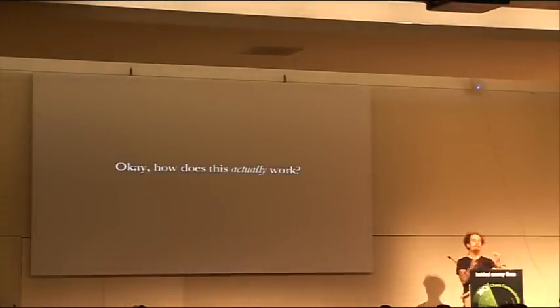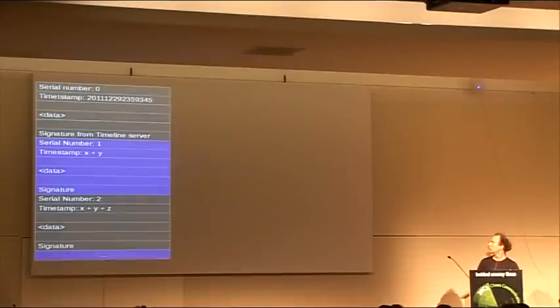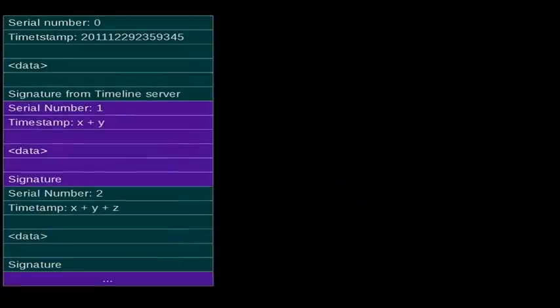Okay, so that's a metaphor-level description. How does this work in detail? What's the actual data structure? So we have 10 to 20 of these things. We're going to call them timeline servers rather than stacks, because they serve as a timeline for the keys. They look a bit like this.